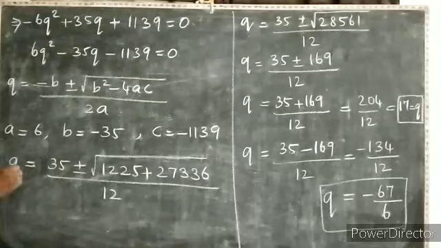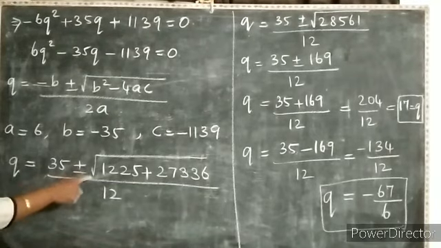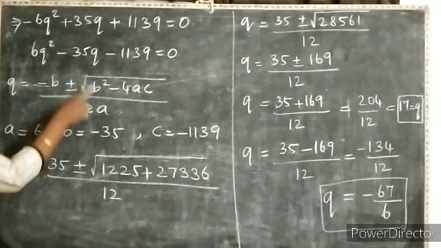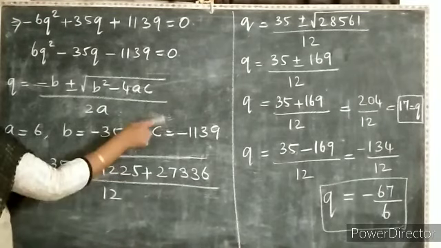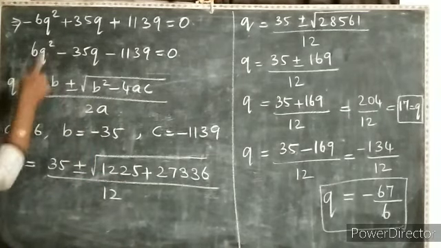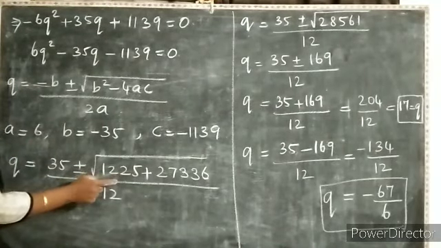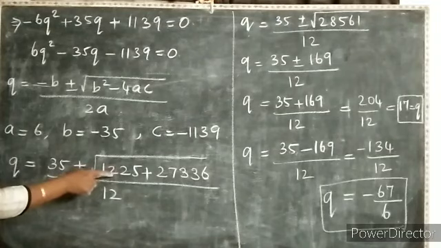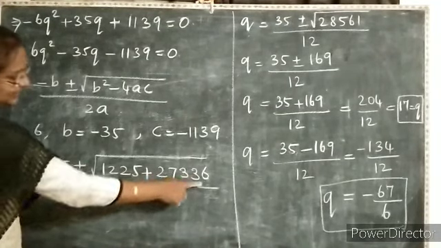Now look into this. So q value is minus b. So minus into minus 35 will give you plus 35 plus or minus square root of b squared. 35 squared is 1225 plus. Now 4 into a value is 6 into c value. You just multiply and see. You work out this step and then finally come to this answer by yourself. Okay, so now we will get this answer.